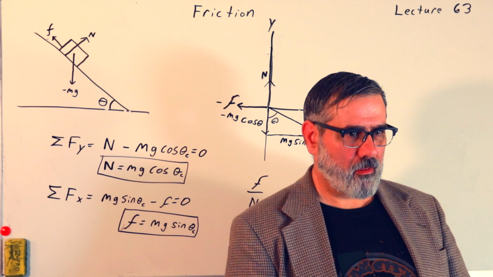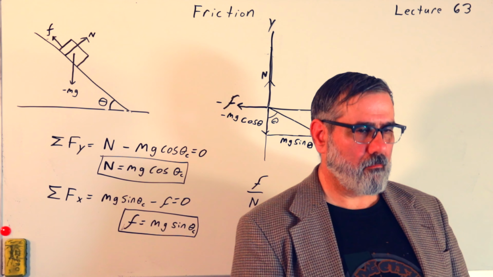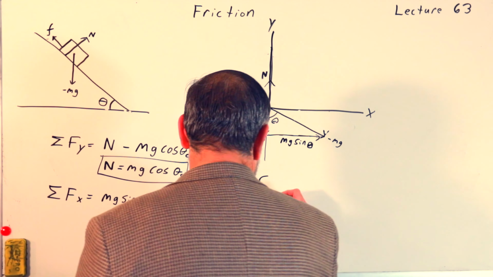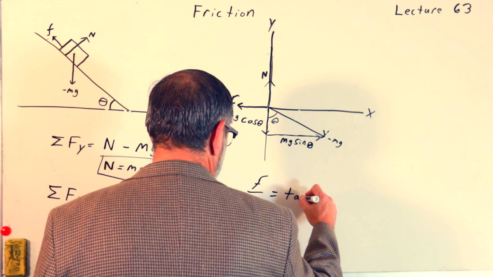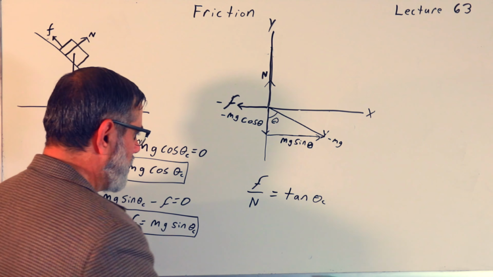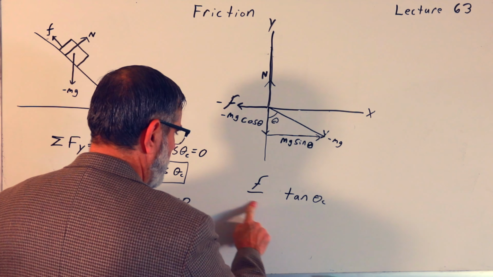I think it's tangent. Yeah, tangent of theta sub c, right? Yes. So F over n is the tangent of theta sub c. Now, I can multiply both sides by the normal force. I'm going to just do that here.